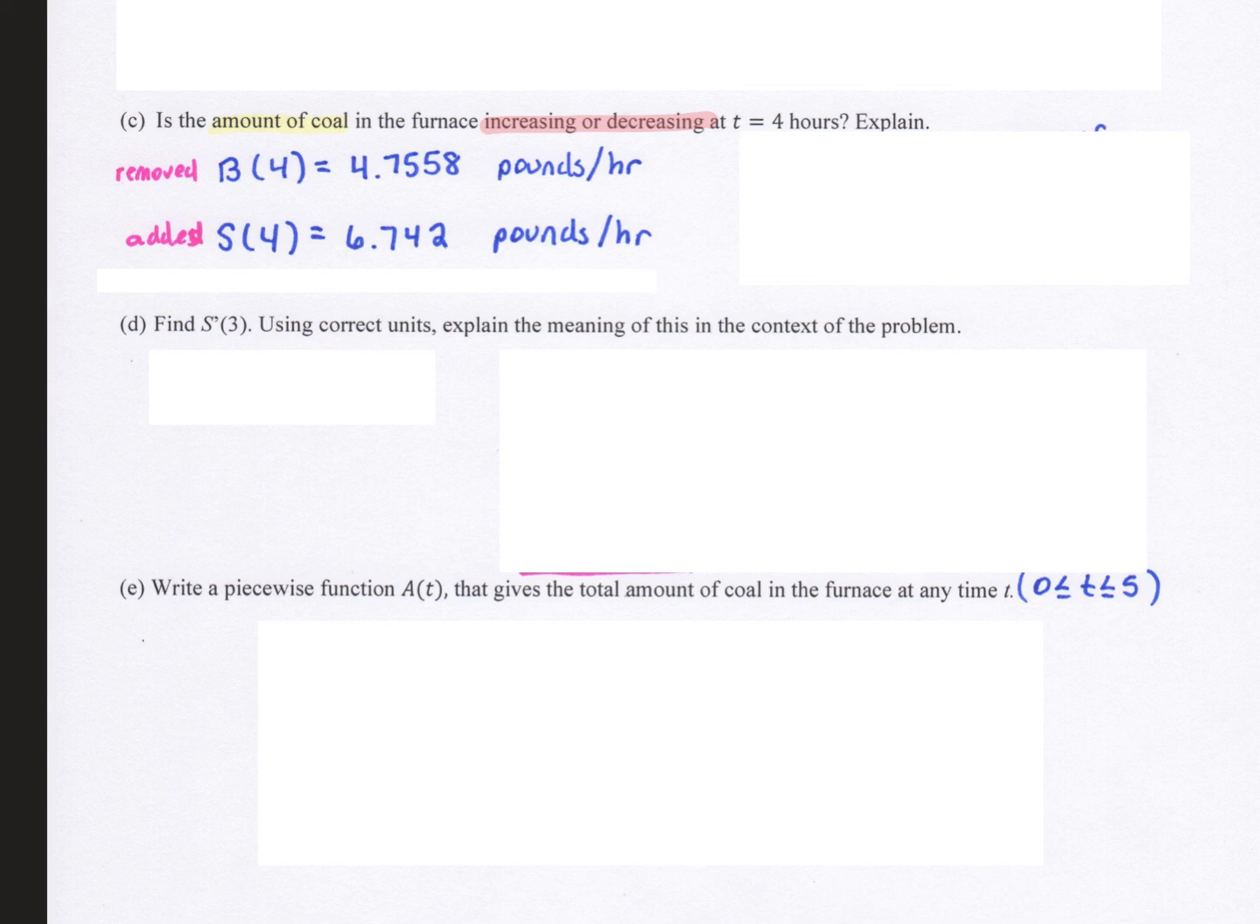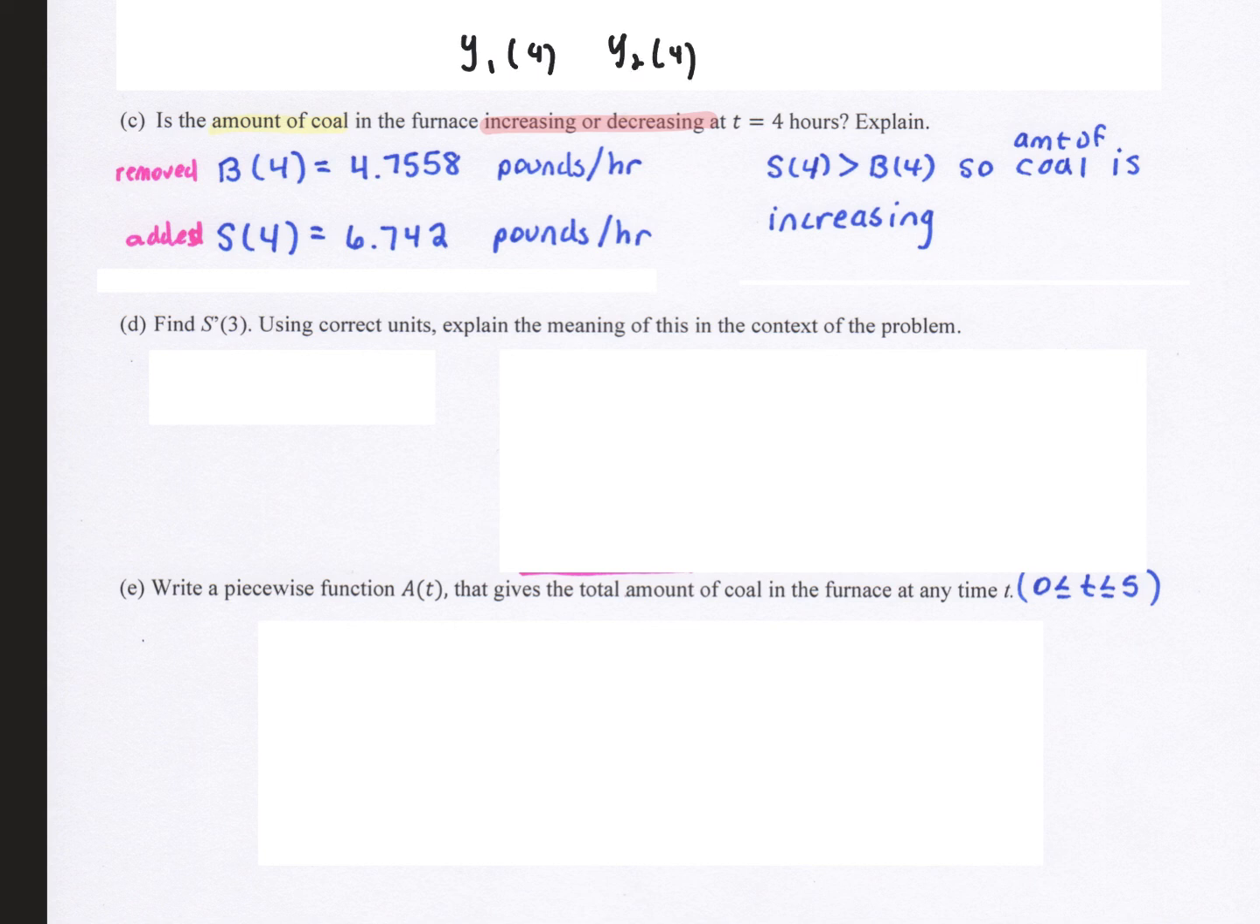And if I am adding faster than I am removing, what that means is that my amount is going to be increasing because S of 4 is greater than B of 4. And also remember, when you're calculating what these rates are, you're not typing that function in again because you've already got it stored into Y1. So on your home screen, you just do Y1 of 4 and Y2 of 4 to get those values.